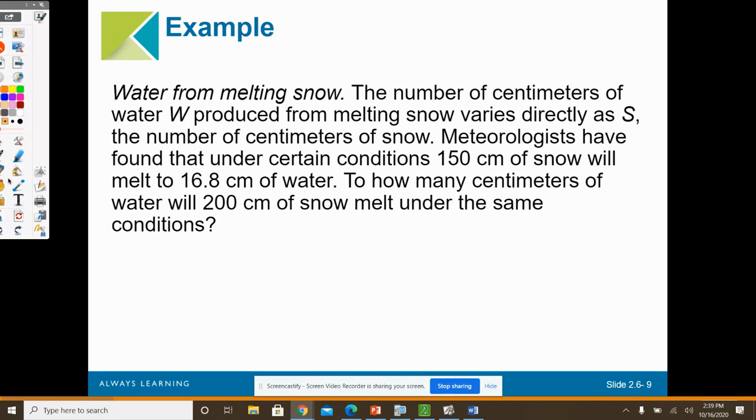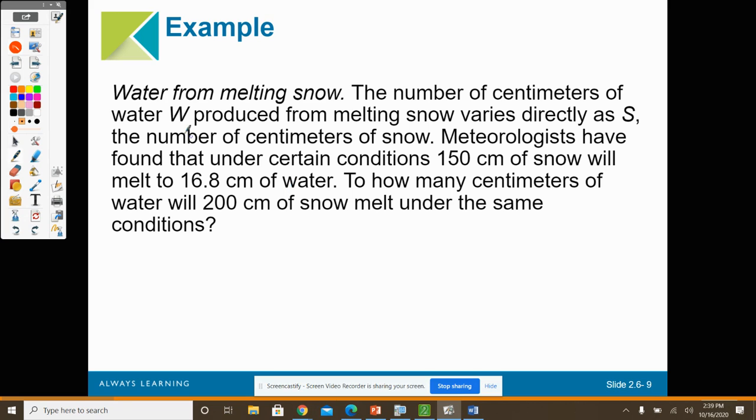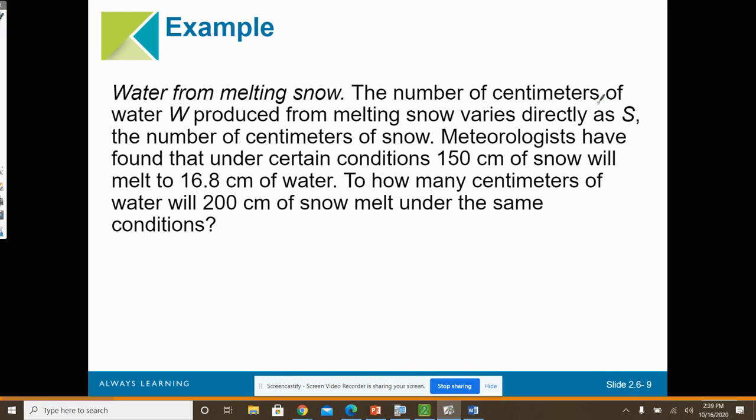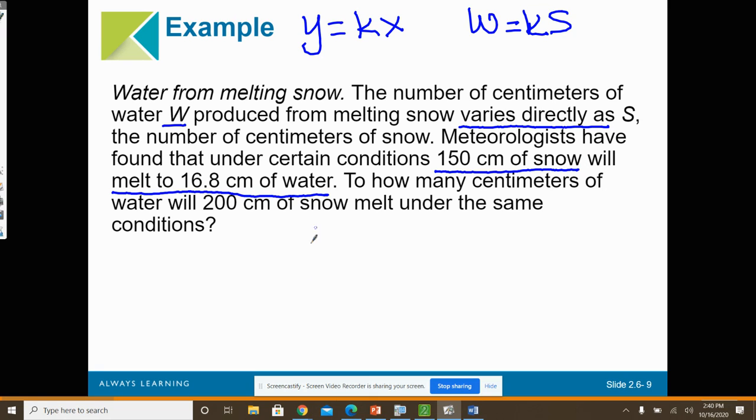This one is not using x and y. It's using a word problem, so I have to read carefully. The number of centimeters of water produced from melting snow varies directly as, so it says W varies directly as S. So usually we write Y equals KX, but now I'm going to write W equals KS because they told me different variables. Meteorologists have found that under certain conditions, 150 centimeters of snow will melt to 16.8 centimeters of water. Seems like a fun fact to me.